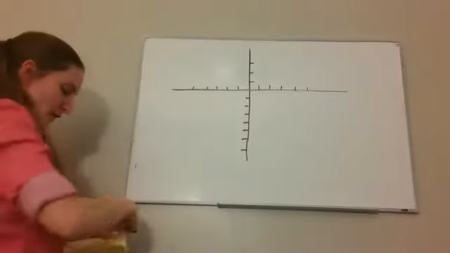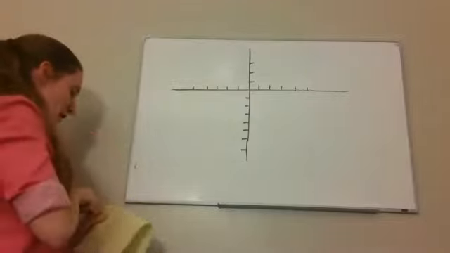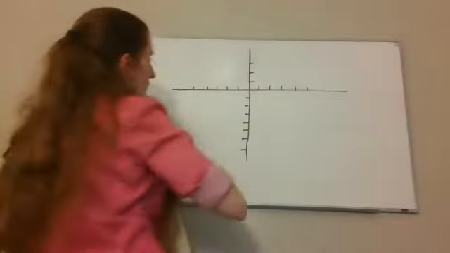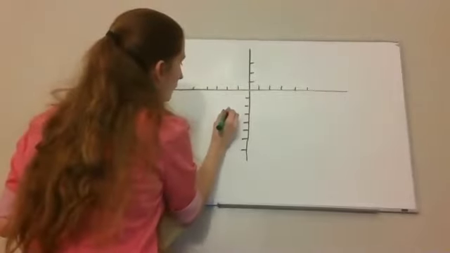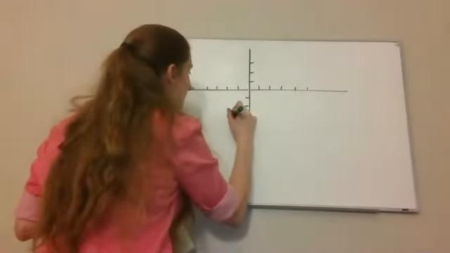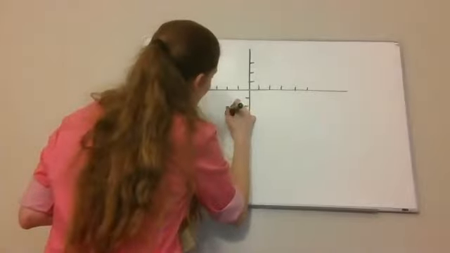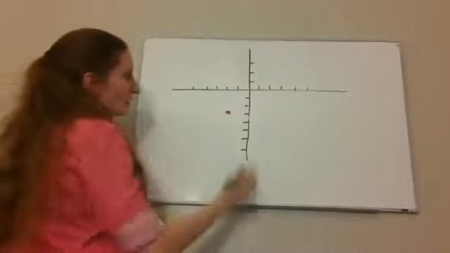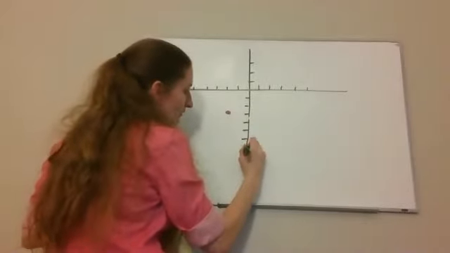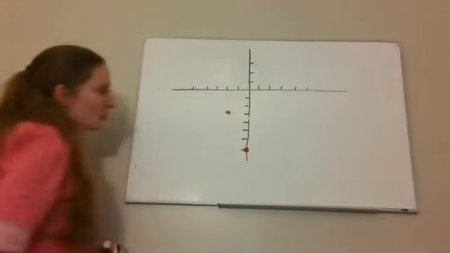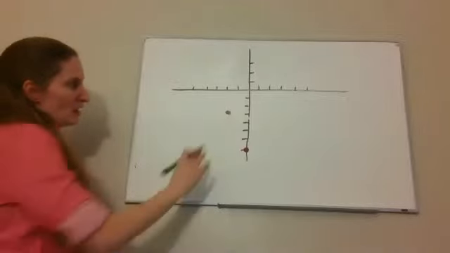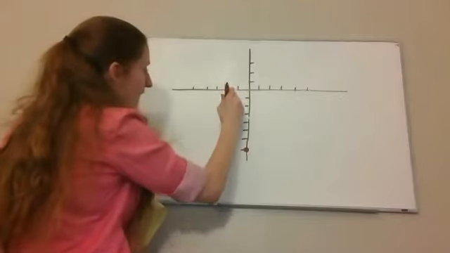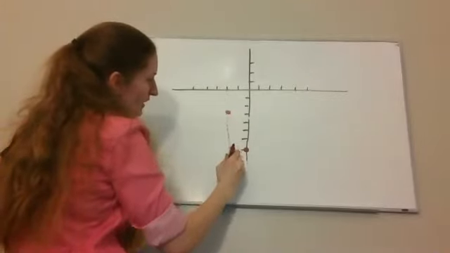Okay, so my vertex was the point negative 2, negative 3. So I'm going to put my vertex on here, negative 2, negative 3. There's my vertex. And my y-intercept was 0, negative 7. I know my parabola opens down, and I know that it's going to be symmetric across my axis of symmetry, which goes through my vertex.